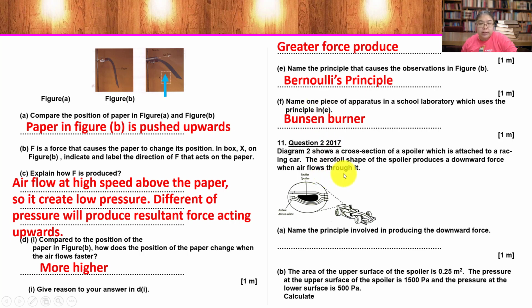Okay, now we go to question 11, 2017. Diagram 2 shows the cross-section of the spoiler, which is attached to a racing car. Now the aerofoil shape and also the spoiler produce a downward force when the air flows through it.